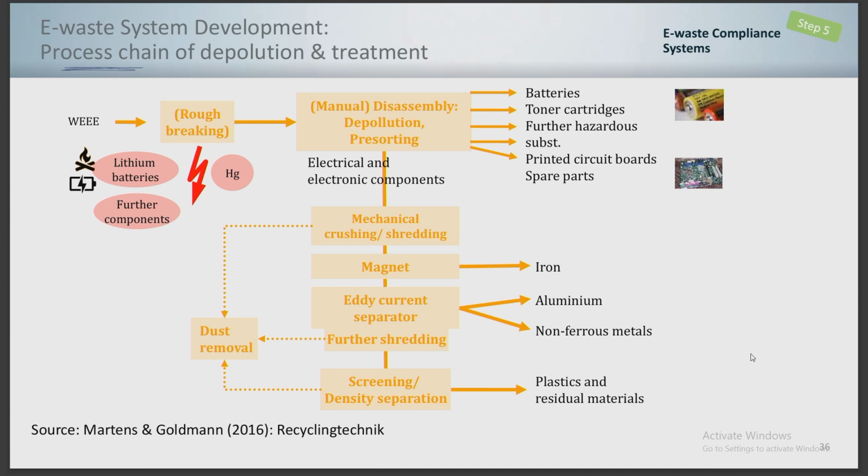After that, it could go into a mechanical treatment setup in which the iron is separated with a magnet, and an eddy current separator for the non-ferrous metals, and then some further screening for plastics and residual materials could be done afterwards.